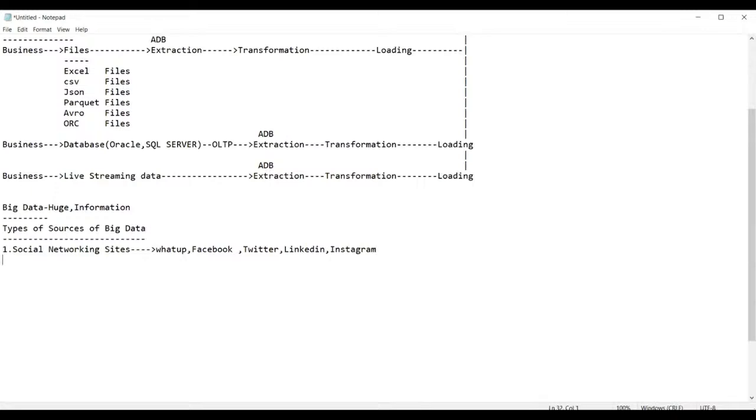Getting my point? Next, you have the second source. What is the second source? We can say the second source is the banking application. Across the globe, banking applications are considered a major source of getting big data.